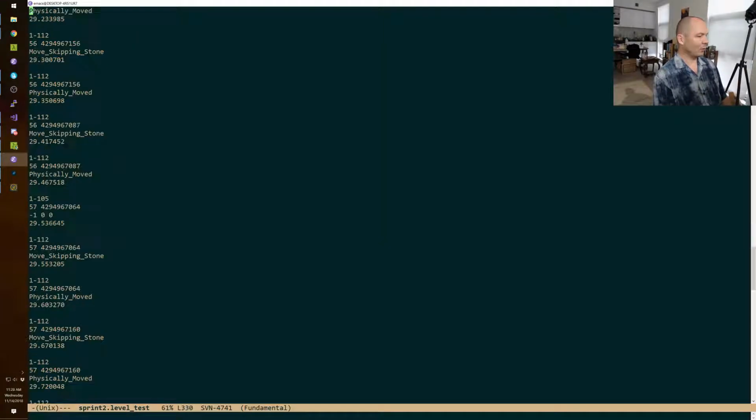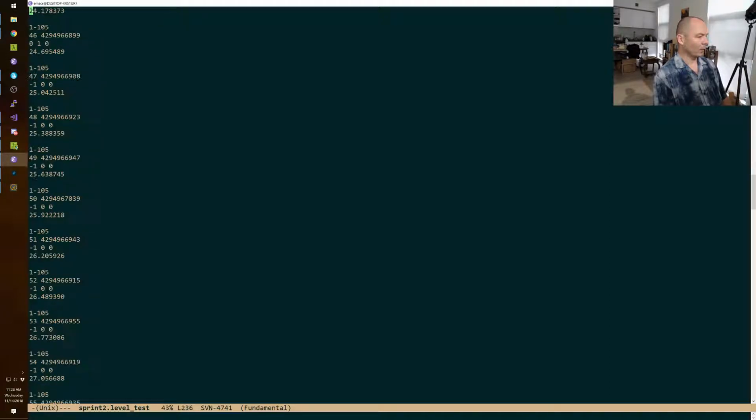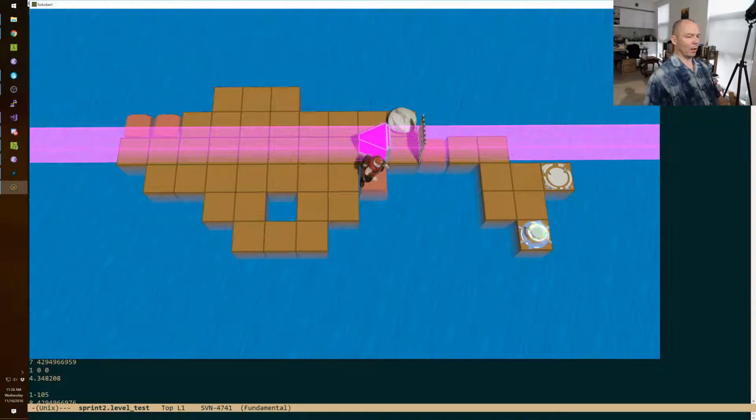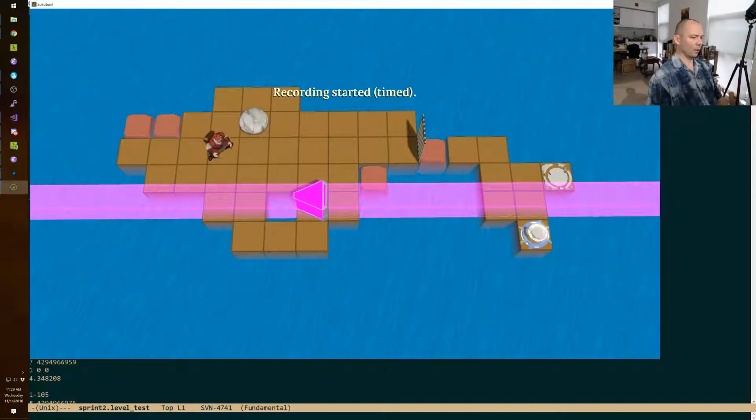Yeah, this is an untimed test, which means it just happened to work before despite being untimed. So now any level with a skipping stone has to be timed. And if I hit record right now, it'll make it timed. Like I said, we're going to have to fix it because the level's exploitable anyway, but yeah.